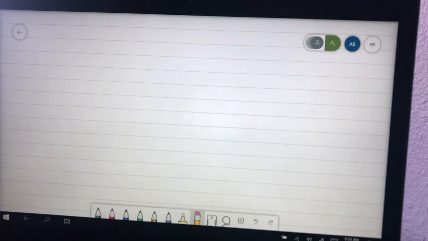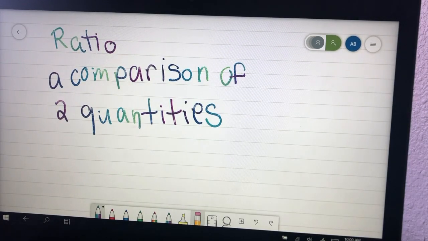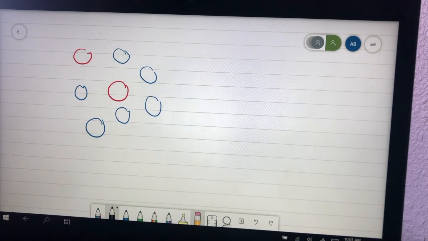So if you do not know already, a ratio is a comparison of two quantities. And this can be part to whole, or whole to part comparisons. Let's look at an example together. As you can see, I have 2 red circles and 6 blue circles. We're going to look at different ways to write these ratios.